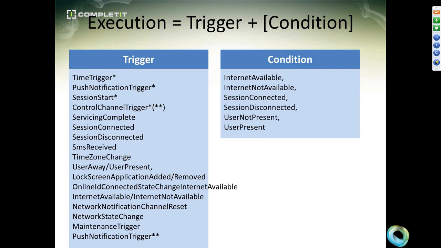Or a push notification: when a push notification comes in of a particular type, then execute this code. There are other system triggers, as you can see, for example, the network state change, the session connected, SMS received, internet available, and many others that you can attach to execute code in the background. However, notice that some have a little star attached to them. And that star is very important. The ones with a star can only be used if your application is a lock screen application. Coming back to that in just a second.